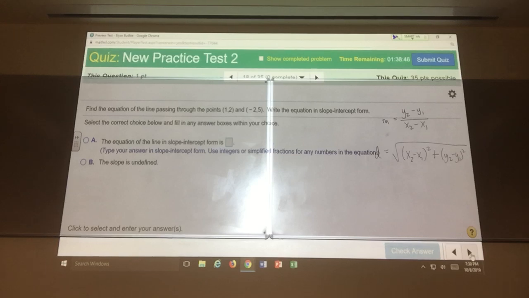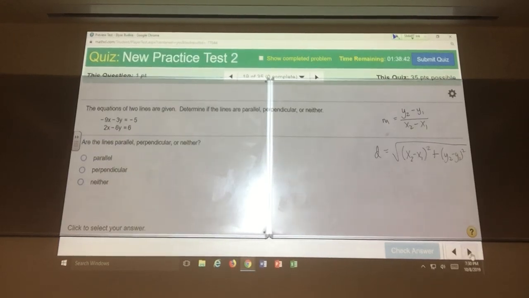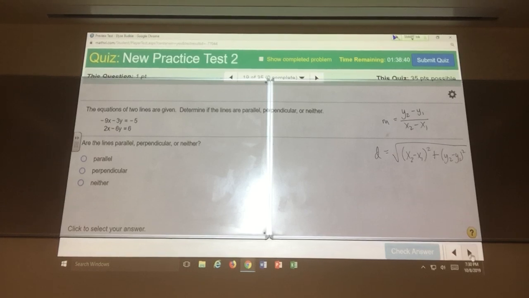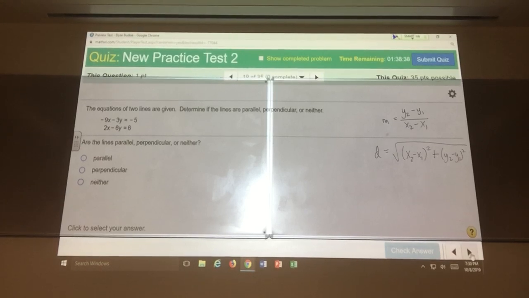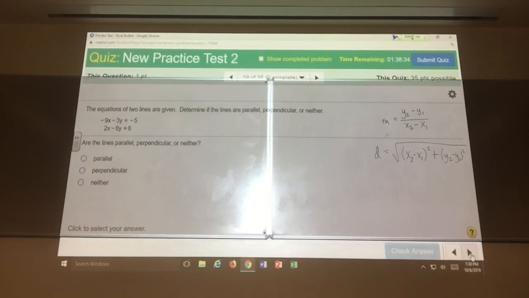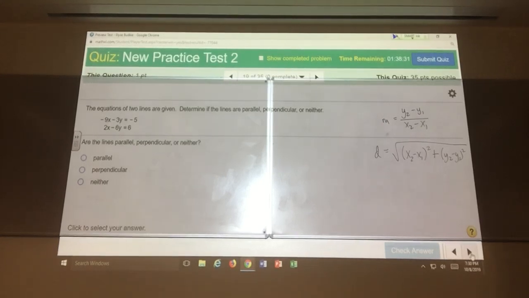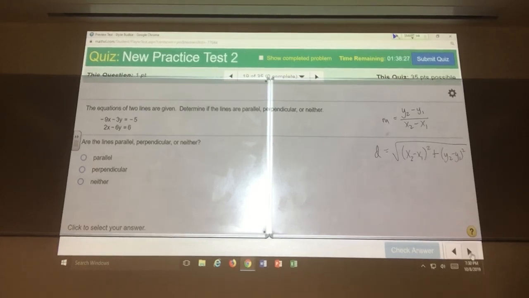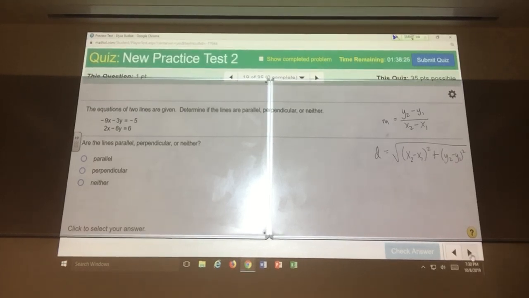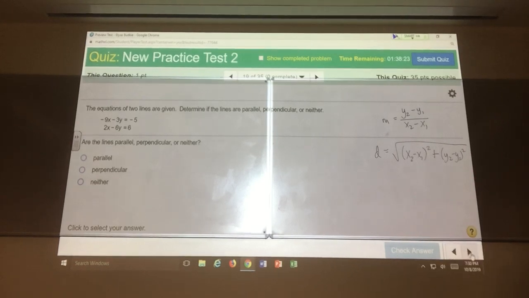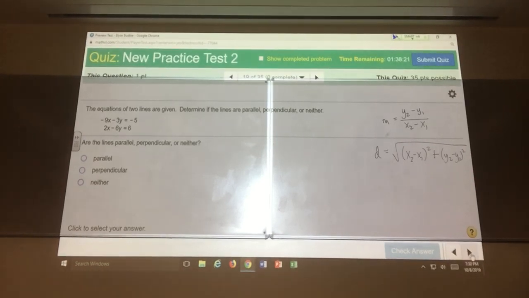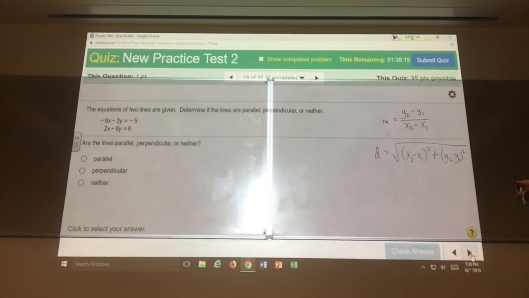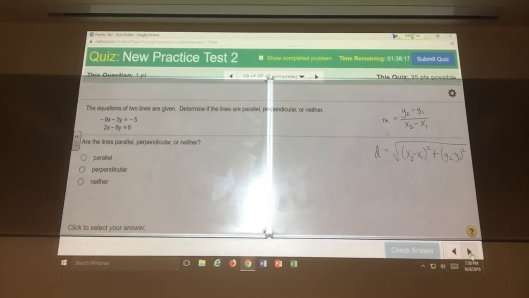Are you awake? What about this one? Good. Parallel, perpendicular? What are the slopes? Parallel slopes are the same, perpendicular slopes are opposite, negative reciprocals. Completely the opposite, yes. Okay. What's neither? Neither of those.